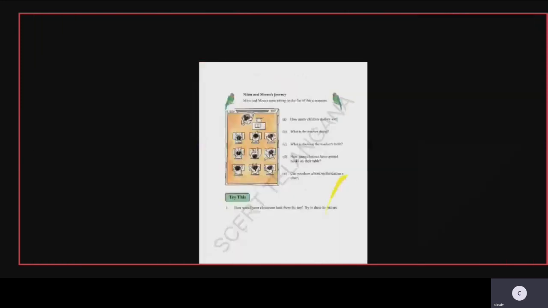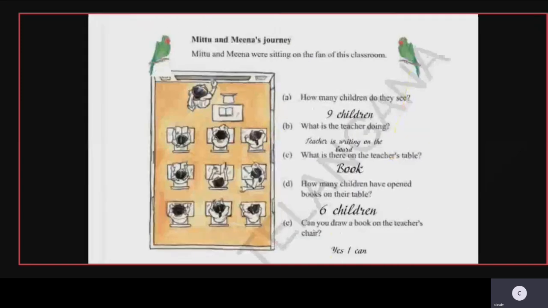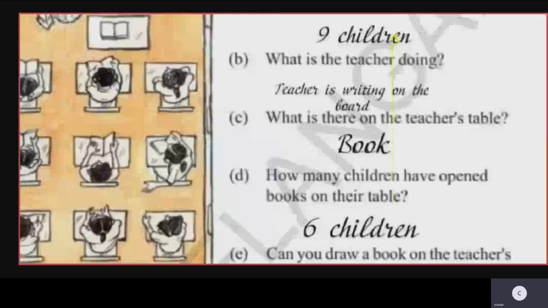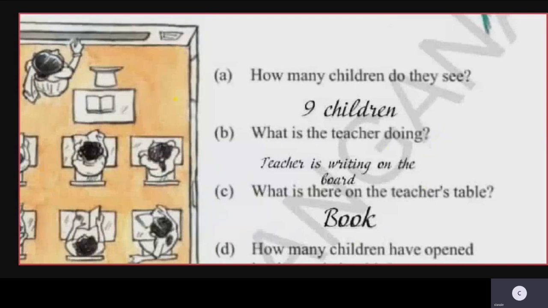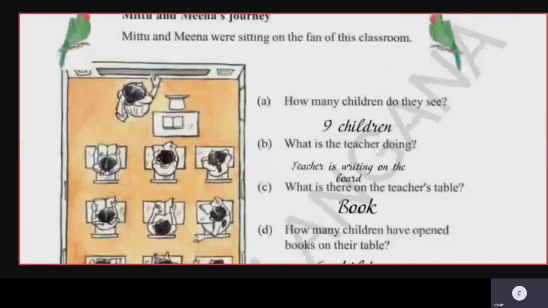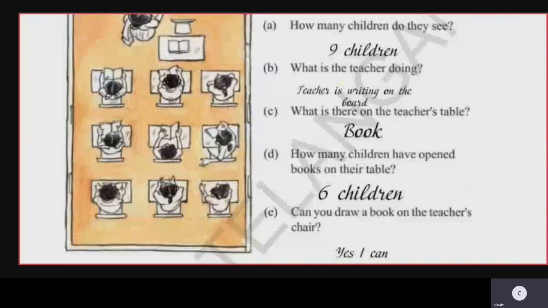So in the next page, you have the answers here. First one, how many children do they see? Answer is 9 children. Next question, what is the teacher doing? Answer is teacher is writing on the board. The next one, what is there on the teacher's table? Answer is book. D question, how many children have opened books on their table? So the answer is 6 children.